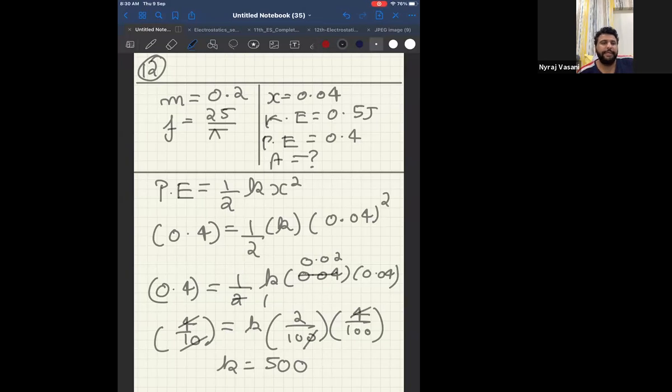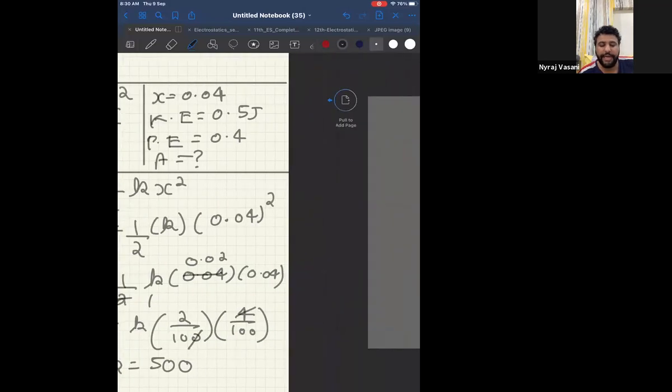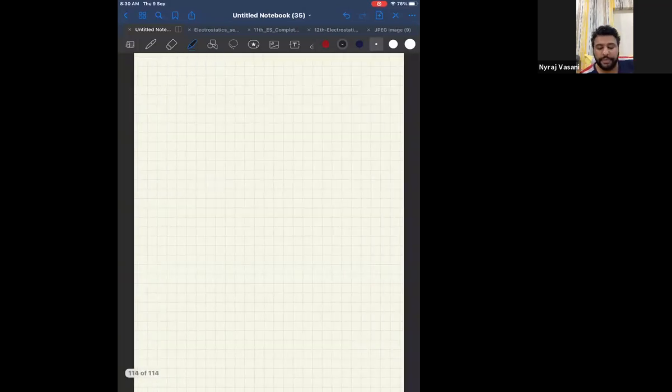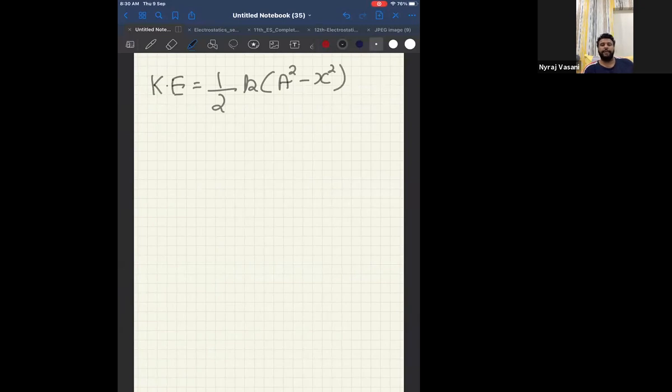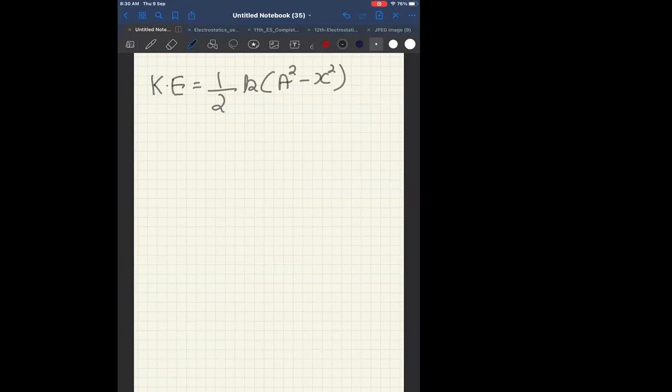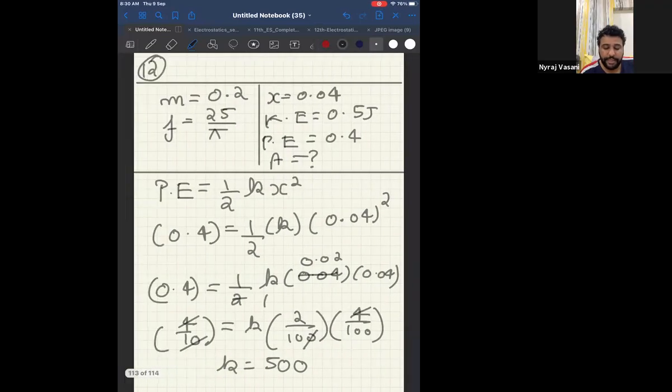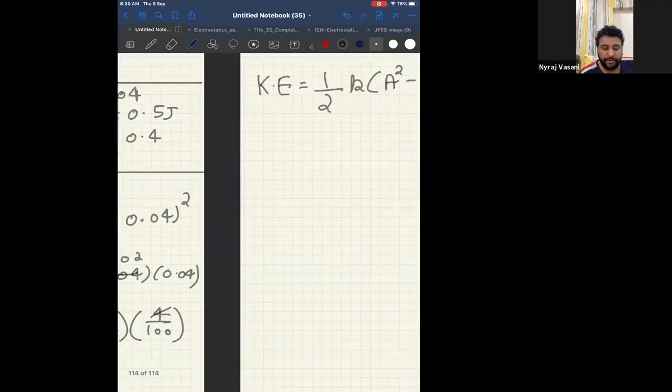So from potential energy, I got the value for k. Now, kinetic energy is also given. What is the formula for kinetic energy? Kinetic energy formula is half k into a square minus x square. Can I say this is the formula for kinetic energy? Yes. Kinetic energy is given as 0.5.